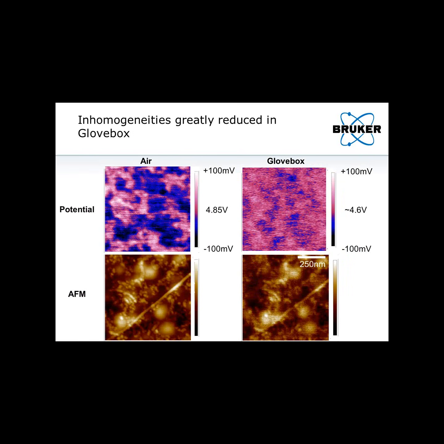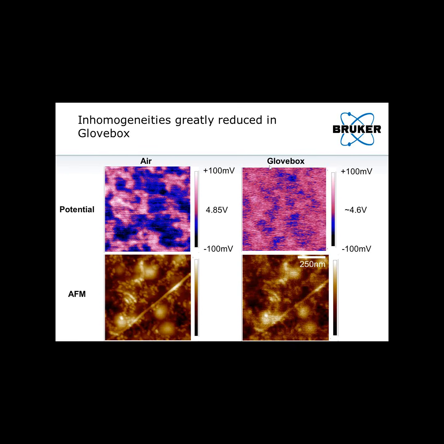And let's look at the same region that I showed you earlier. The same region that I zoomed in on earlier, this was in air, is shown here on the right. When we perform the same KPFM measurement in the glove box, and we put it on the same scale, we see that the contrast inside of graphene is greatly reduced. And as you can see, the AFM doesn't change too much. It got a little bit blurrier because I think the tip was starting to wear out.